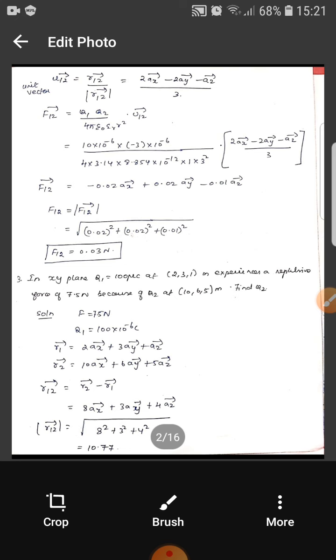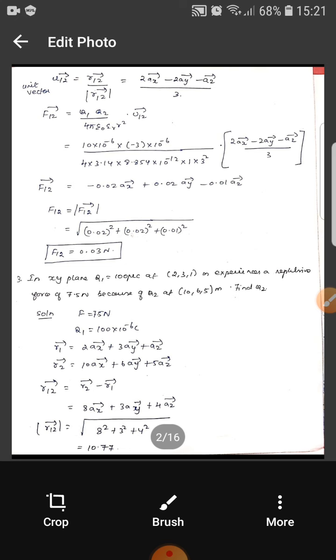Next, we have the next step to find the force. So force F12 vector is equal to Q1 Q2 divided by 4 pi epsilon naught epsilon R square. So here in the question you have given 2 points. So from the 2 points we have found the unit vector. So for calculating the force, you have to consider your unit vector. So the formula will be Q1 Q2 divided by 4 pi epsilon naught epsilon R square into unit vector U12.